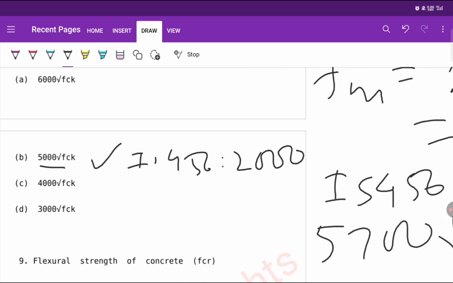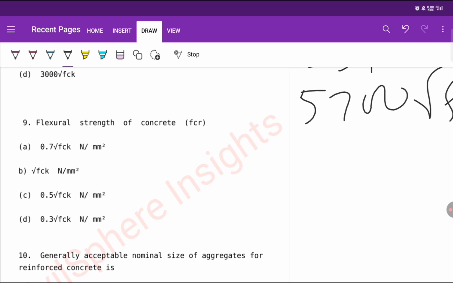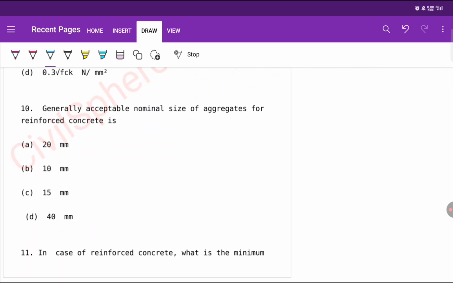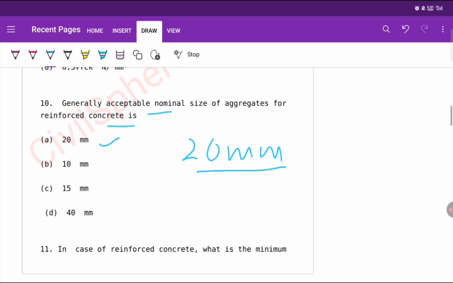Now coming to the next question. Question number 9, the flexural strength of concrete FCR. So flexural strength of concrete is 0.7 under root of FCK Newton per mm square, right? So option A is the correct answer. Coming to the next question, generally acceptable nominal size of aggregate for reinforced concrete is 20 mm, which is very important. Okay, so option A is the correct answer.